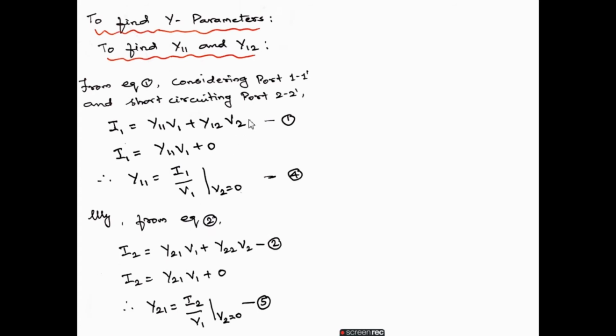If we substitute V2 equal to 0 in equation 2, we get Y21 equal to I2 by V1 at V2 equal to 0. In this case, you can see one variable is from the output port and one variable is from the input port. Hence, Y21 is called the transfer admittance. Okay.